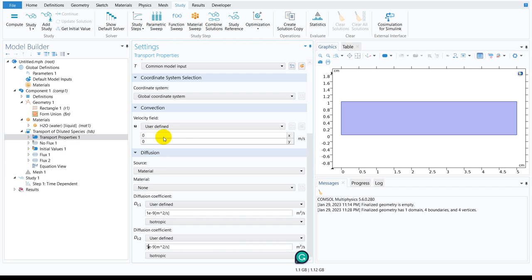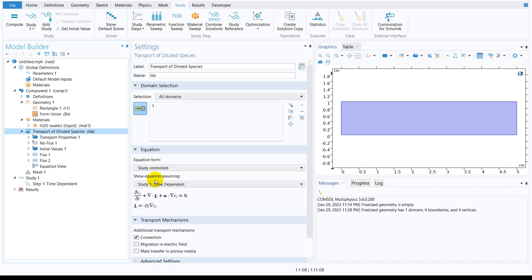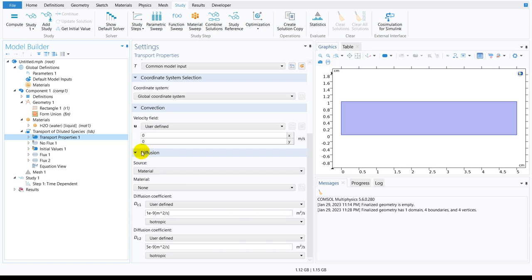For our system, there is no convection. So either we can opt out this option or we can keep this option, and in the transport properties, when it is asking for the velocity field, we put it 0. But if you have a situation where you have a velocity, then in the drop down menu, you will get one option for the velocity field and you can choose that option. Otherwise, if you have a known velocity field, you can put it here.